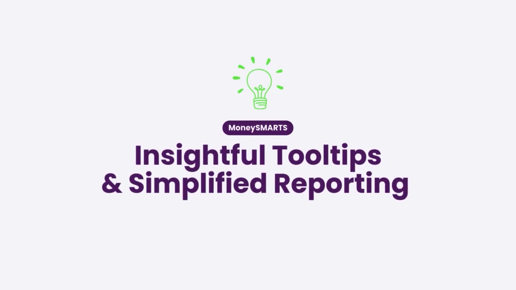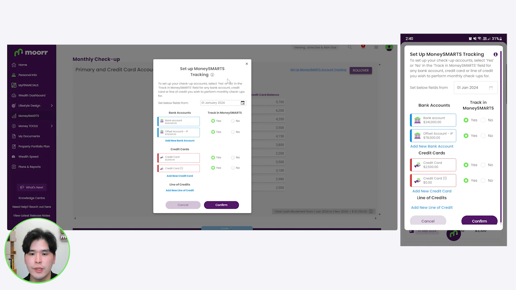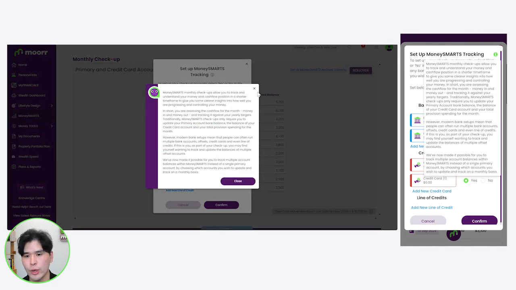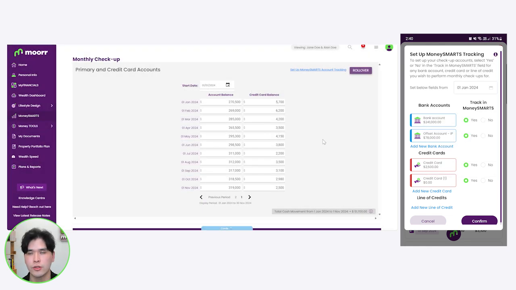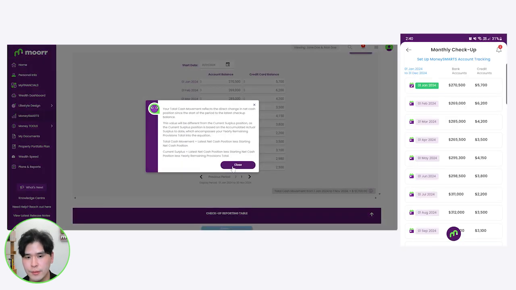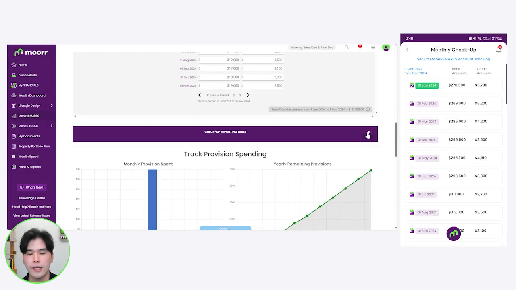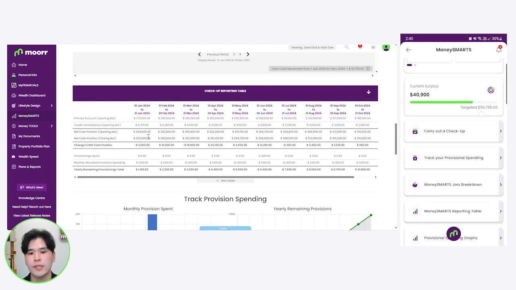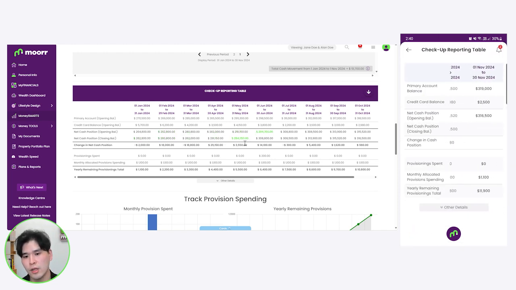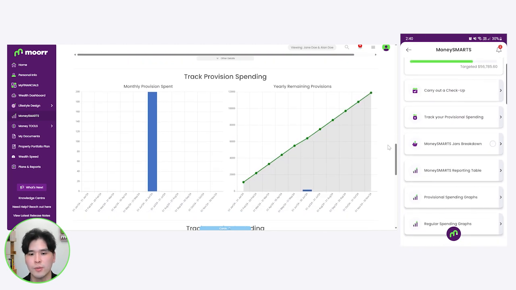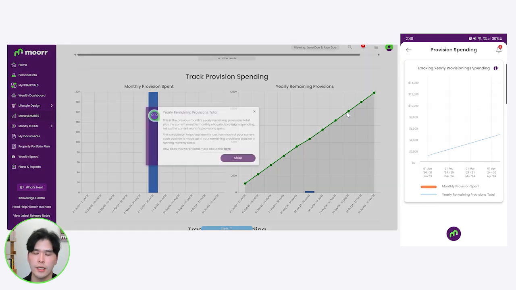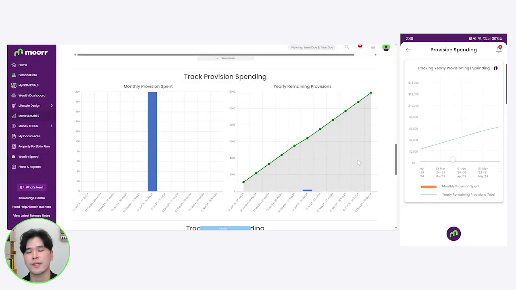We've now also introduced a large number of quality of life improvements, which includes a number of tooltips to provide some quick definitions and clarity on some of the terminology in the reporting table and graphs. We've also introduced an increased readability in terms of the checkup reporting table itself in a slightly different flow so that the start and end date of each monthly interval is actually correctly displayed. And we've also made a number of adjustments to one of the graphs, which is the yearly remaining provisions graph, so that it correctly reflects the interpretation and the intended purpose initially provided by the Money Made Simple Again book.